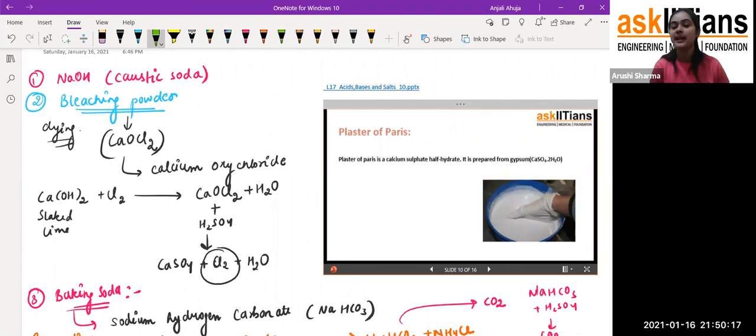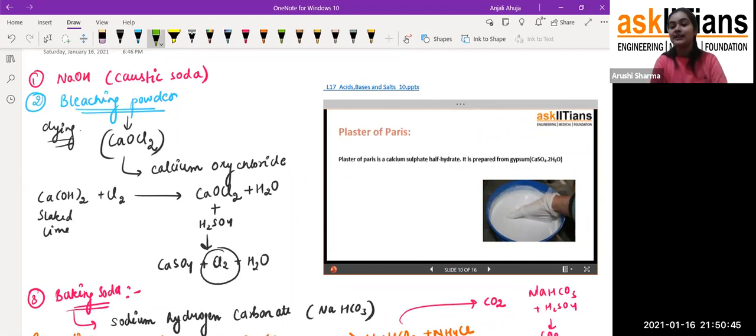So it's the plaster of Paris. Plaster of Paris, students, that is the POP. Have you heard of POP? In our houses, we generally talk about it whenever we paint our houses. We use the POP, that white color cement. So that is the POP, students. POP is calcium sulfate half hydrate, or the hemihydrate. It is prepared from gypsum.